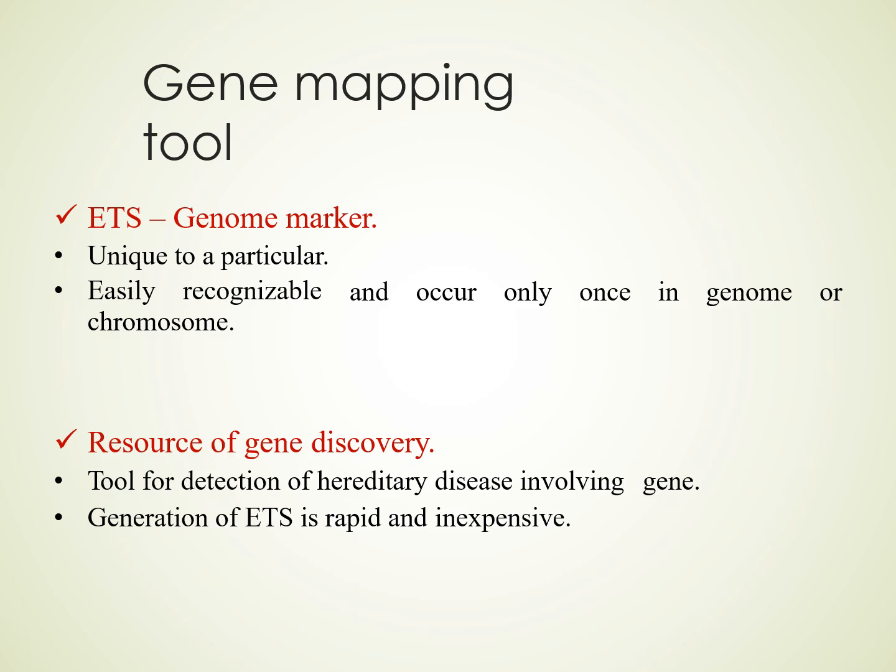ESTs are generated rapidly and inexpensively. Only one sequencing experiment is needed for each cDNA generated, and they do not have to be checked for sequencing error. So this is a very useful method to discover new genes in the genomic sequence, because you just have to isolate mRNA, convert it into cDNA, and determine the EST sequence only once, and you will come to know the location of the gene in the genome by simply aligning the sequence of the EST and the genomic sequence.